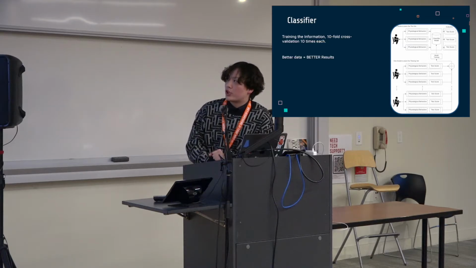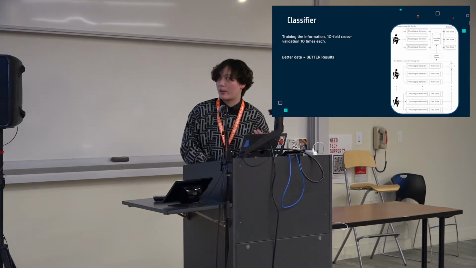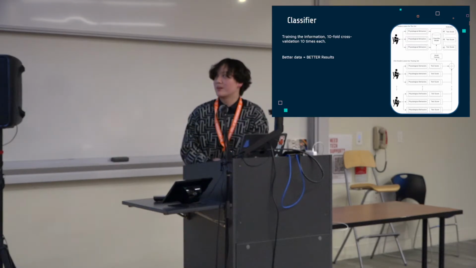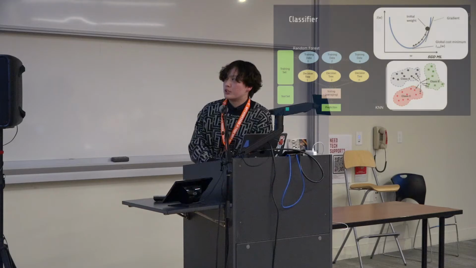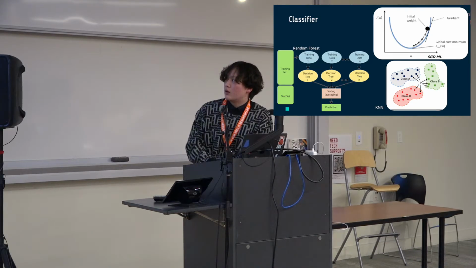And through training the information, we ran a 10-fold cross-validation, 10 times, which made up for the small sample set that we had. And throughout this entire process, we assumed that having better data would give better results. So for the classifiers we used 4 main machine learning classifiers: random forest, SGD machine learning, and k-nearest neighbors classifier, as depicted on the slideshow right now.